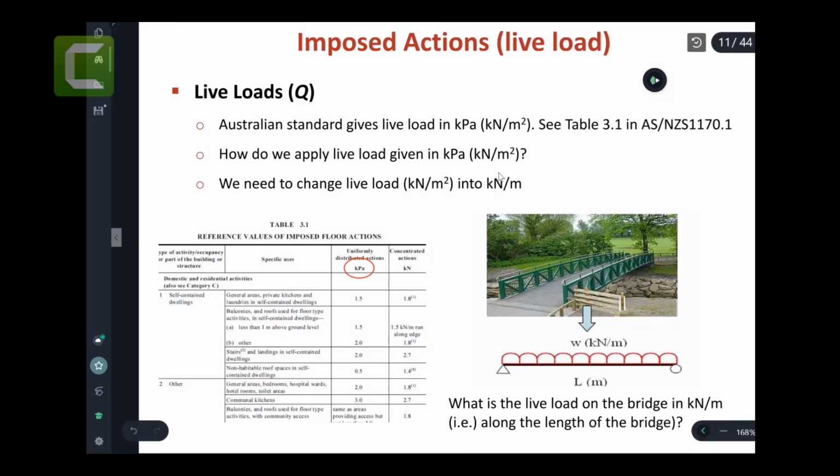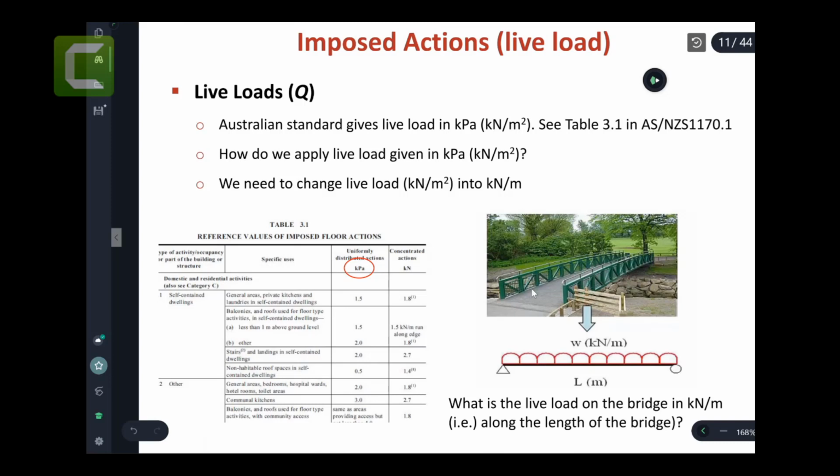How do we apply live loads? It's again that imagination thing. You need to imagine what's happening there. We need to change live loads into kilonewtons. That's exactly what I was talking to you about, and try to practice this with the examples. Make sure you're on top of this when you practice, and try to imagine things in different ways and different directions. And here we have an example.